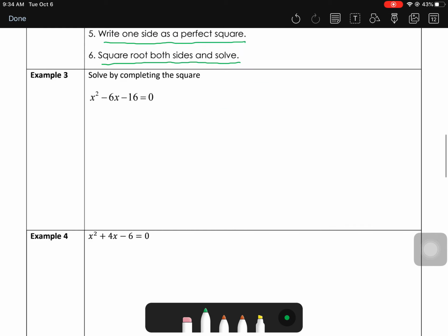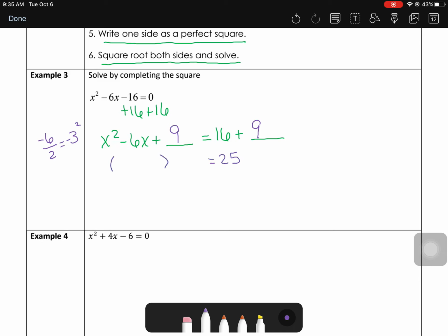All right, problem number 1. First, we're going to move the c to the other side. And when we do that, we're going to leave a blank from where we moved that value. And if we add a quantity to one side, we add it to the other. Now we take the b value, the negative 6, and divide it by 2, and then we square it. So negative 3 squared is 9, and we add that to both sides. We combine like terms on the right, and we factor the left. Remember, when we factor it, it's the b value divided by 2, and then we square the quantity.